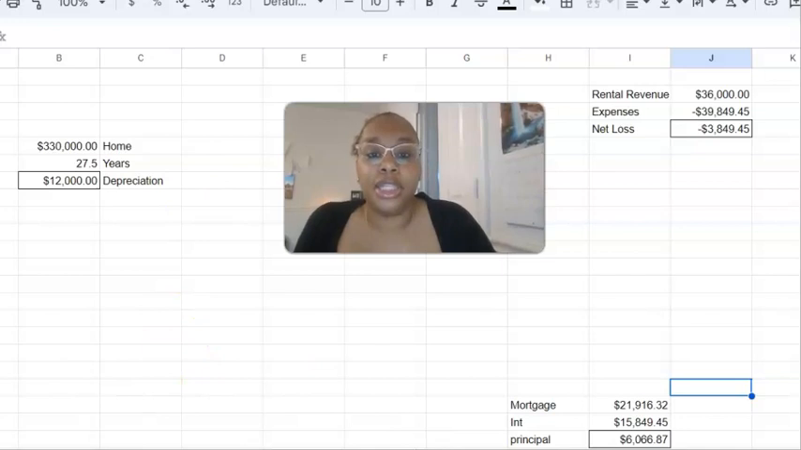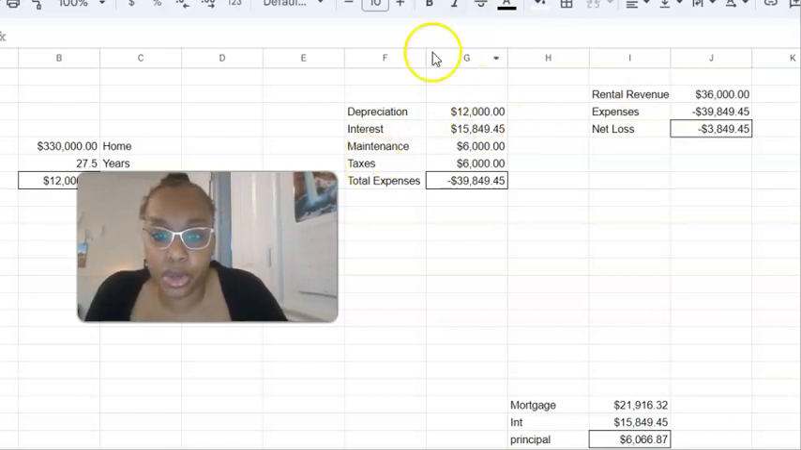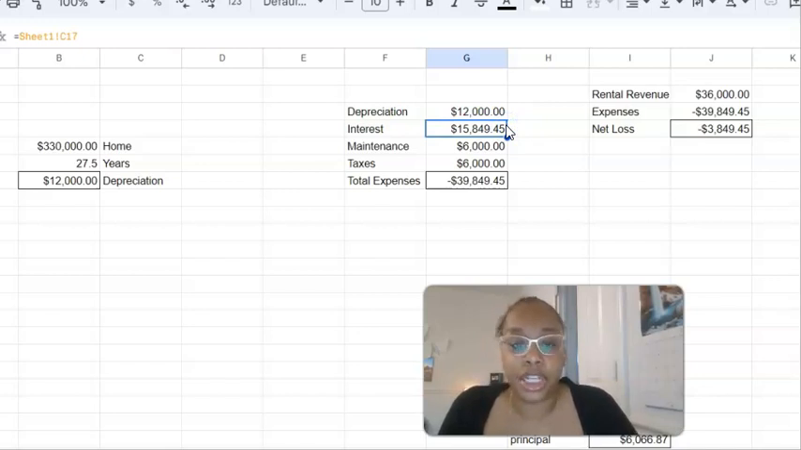So this is what this looks like on the financial statement side. Right here is what we're going to be looking at. We were able to do the $12,000. So that's the depreciation for the year. Then the interest, we went over that in another video, so you can check that video out to see how we came up with that number.